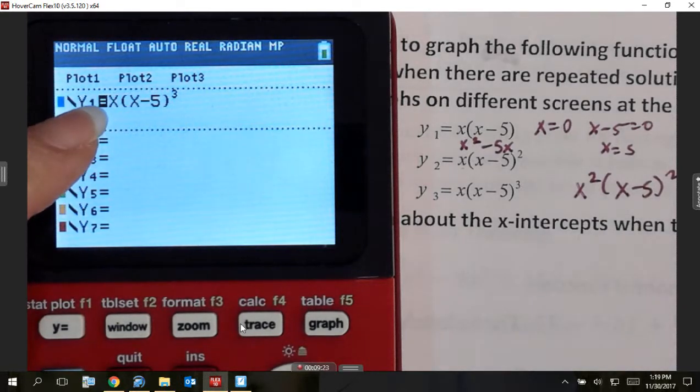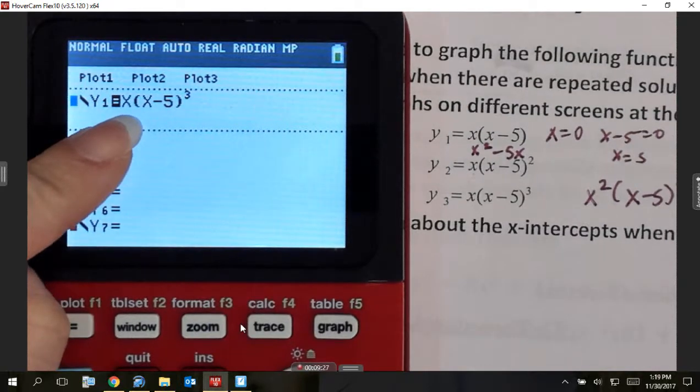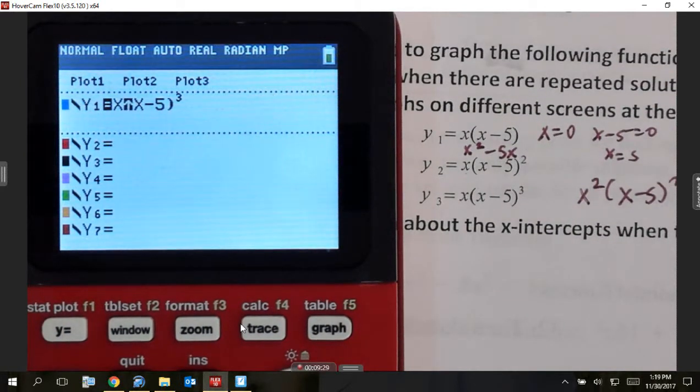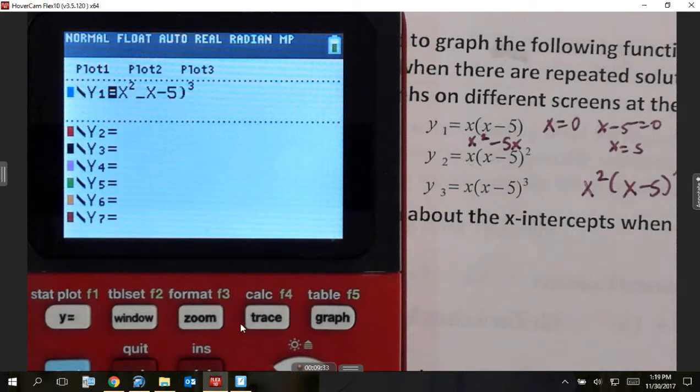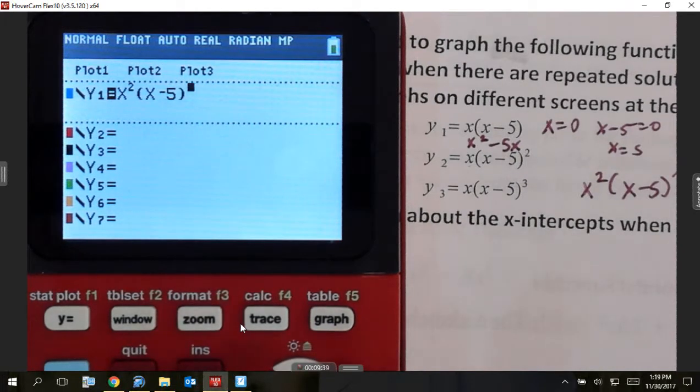So in order to use the insert button, you go on top of the parenthesis, and you do second DEL, which is right above INS. And then you can hit squared, and it pops it in, so you don't have to retype everything. I love the insert button. And then for the third, I'm going to change it into squared. What happens when you graph it?